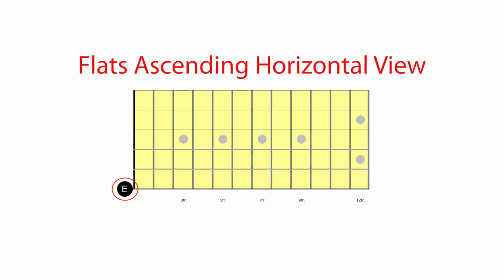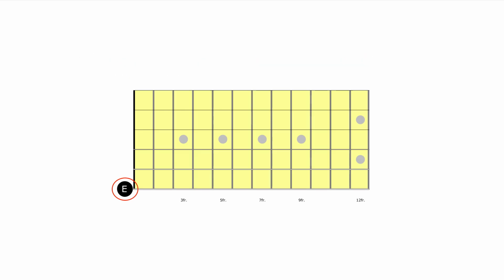Okay, now we're going to name our flats again, going up the fretboard, ascending. And we're going to start with our open string again, E. 1/2 step up from E is going to be F. 1/2 step up from F onto the 2nd fret is going to be G flat. 1/2 step up from G flat to the 3rd fret's going to be G.